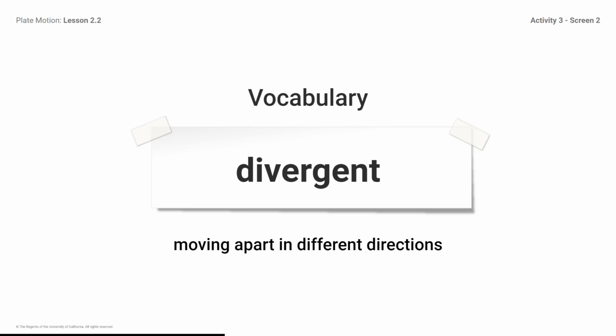To converge means to come together. Convergent plate boundaries are the boundaries where two plates are moving toward each other. To diverge means to move apart. Divergent plate boundaries are the boundaries where two plates are moving away from each other. Students, remember to look at the glossary if you need more support.